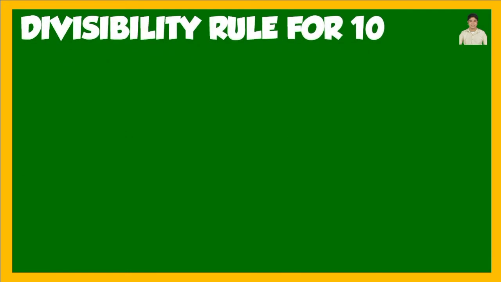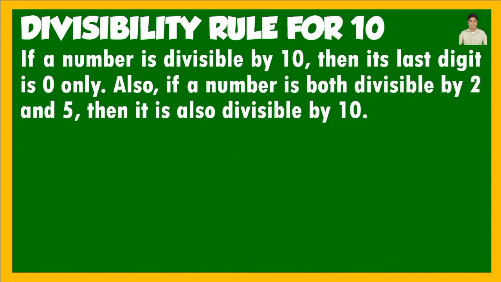And then finally, divisibility rule for 10. So if a number is divisible by 10, then its last digit is 0 only. O yan, very specific talaga siya dyan. Kailangan last digit lang talaga niya is 0. Otherwise, we cannot consider that number divisible by 10.